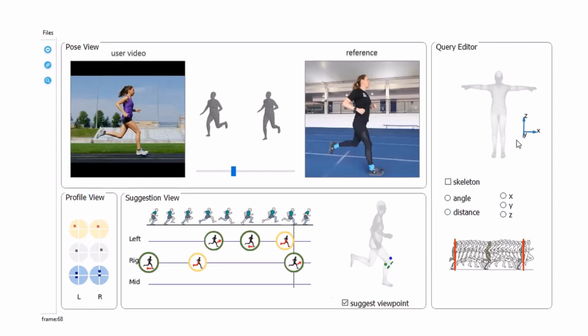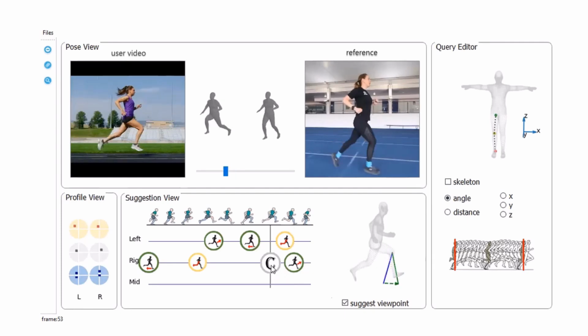However, Jane would like to check her knee angle, which is not an embedded attribute in PoseCoach. Thus she labels this angle via the query editor. Now she can preview the difference in her knee angle from that of the professional runner.